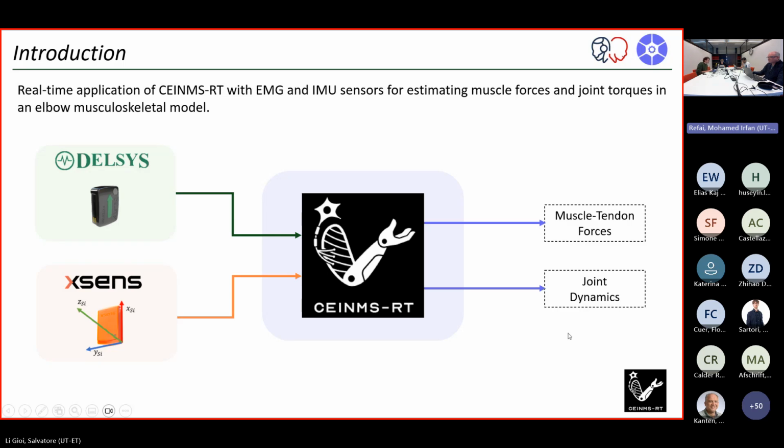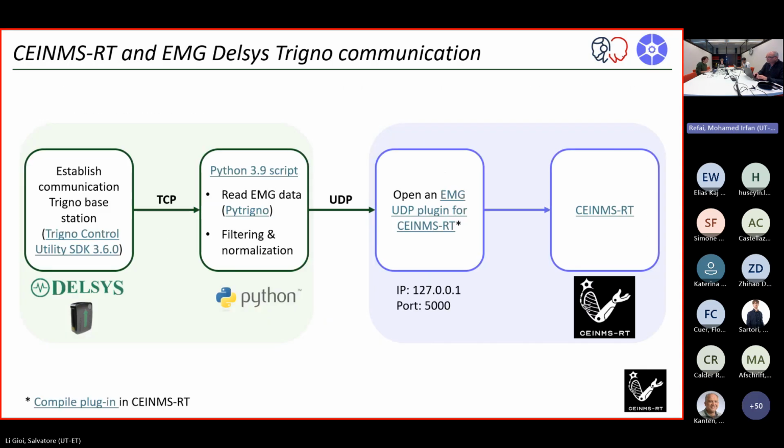So in order to do so, I'm going to talk firstly about how to use the DELSYS, how to set up CEINMS with the DELSYS EMG. This is the block scheme of what you should do if you want to create a communication with the DELSYS software and CEINMS. First of all, you have to establish a communication with the Trigno base station. In order to do that, you have to install the Trigno control SDK.